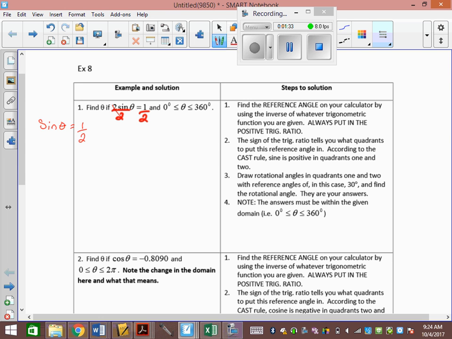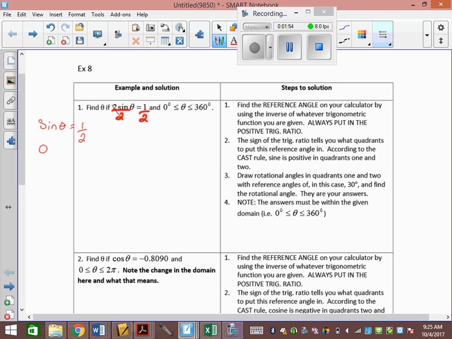So if this was negative 1/2, I'd still be finding sine inverse of positive 1/2. You always find theta of the positive. Okay, that's how you get your reference angle. So find the reference angle on your calculator by using the inverse of whatever trig function you're given. Always put in the positive trig ratio. So this is my trig ratio, 1/2. I need to put in the positive. It happens to be positive, so that's great.